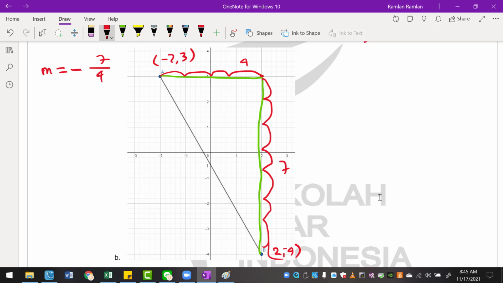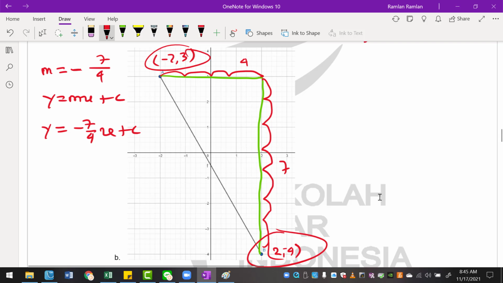Okay, that's the gradient. We have one point, and then we find the line equation. Again, we can use y equals mx plus c. Because we know the gradient is minus 7 over 4, we can write y equals minus 7 over 4 x plus c. And we can find the value of c by using one of the coordinates. You can choose A or B, it's the same thing. I'm going to use A this time. So I will get y equals 3, right? And then that will be equal to, wait.